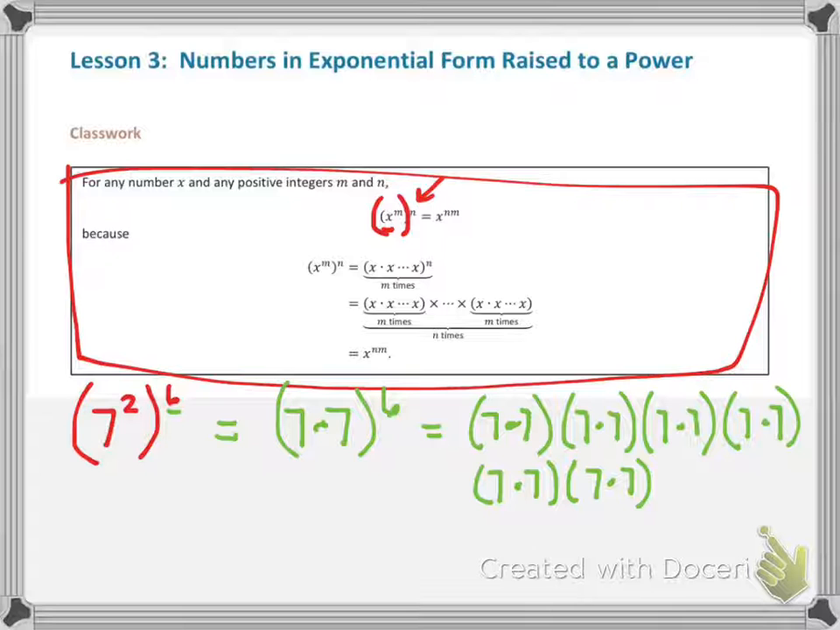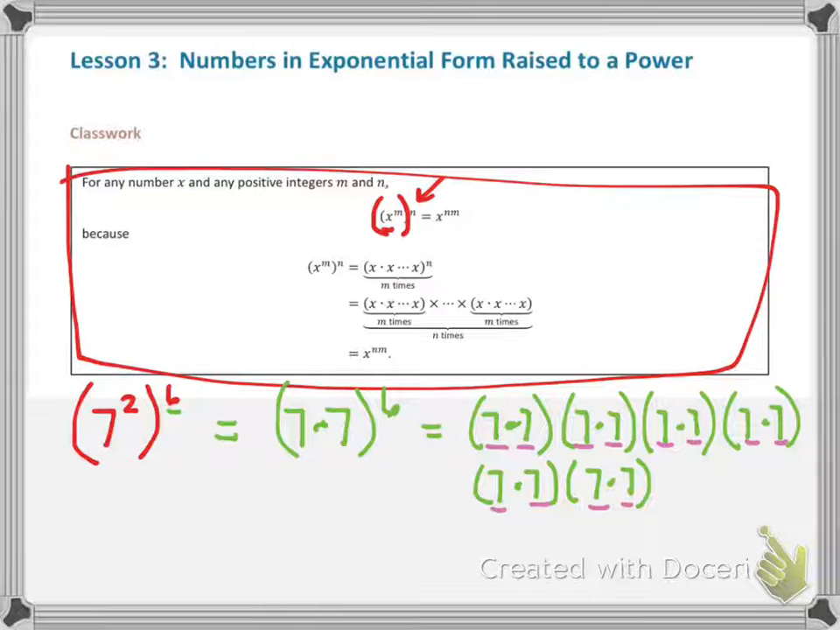So all together, we're really just multiplying a bunch of 7s together. And if you'll just count them with me, you can see we've got 1, 2, 3, 4, 5, 6, 7, 8, 9, 10, 11, 12. We've got 12 7s that we're multiplying together.